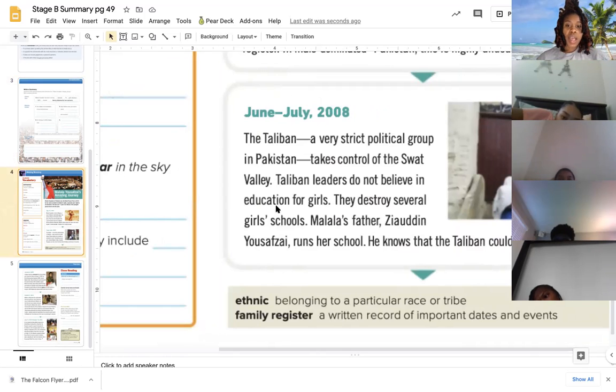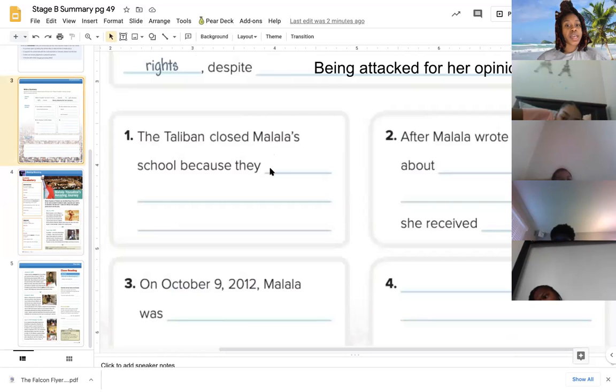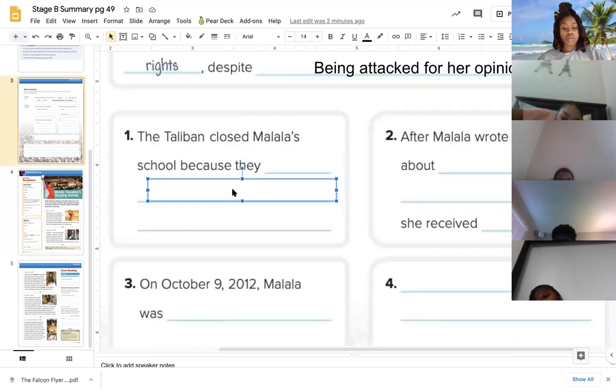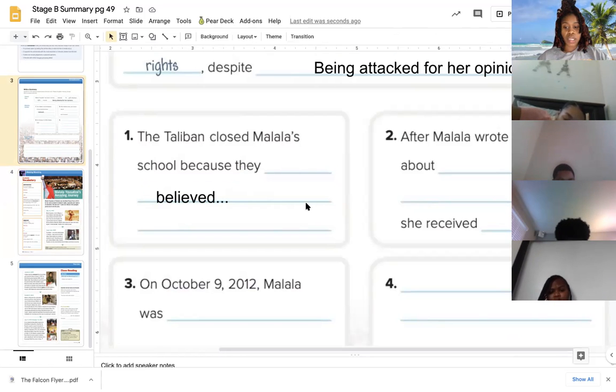Okay. We didn't say the exact same thing the text said. We're going to paraphrase it. So the Taliban closed Malala's school because they believed... what did they believe? You're going to go ahead and fill it out. They believed what? Can you repeat what you said, Quentin? They believe girls shouldn't go to school. Right. They believe girls shouldn't have education. Okay, thumbs up when you have that one done.